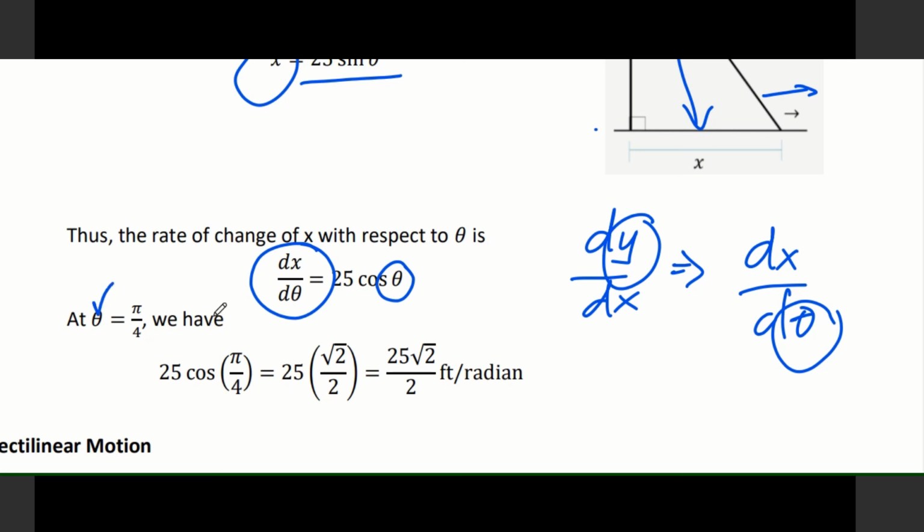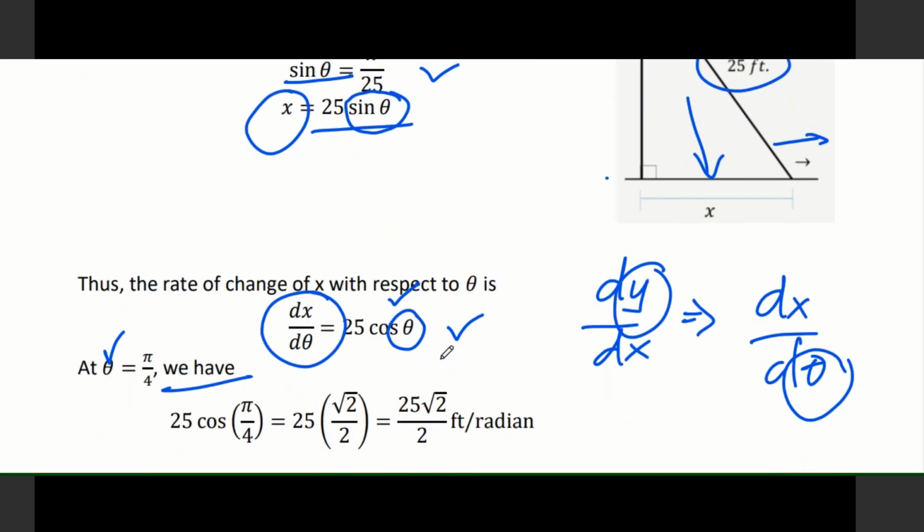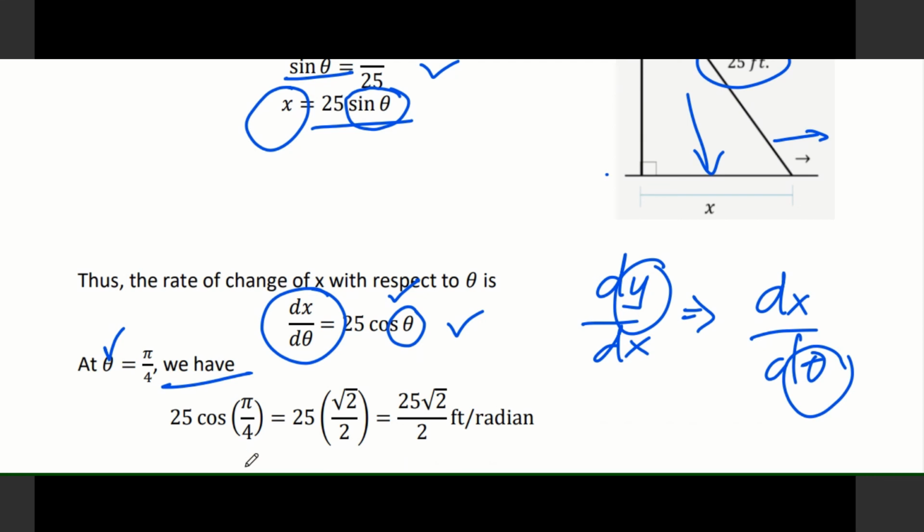Therefore, at theta equal to pi over 4, we now have the derivative 25 cosine theta. Take note that the derivative of sine theta is cosine theta. So it just changed into cosine theta, and you have 25 being the constant. Now, change theta into pi over 4. So you have 25 times cosine pi over 4, where cosine pi over 4 is square root of 2 over 2. So 25 times square root of 2 over 2 is 25 square root of 2 over 2, and that is feet per radian. So that is how fast the ladder moves away from the wall.